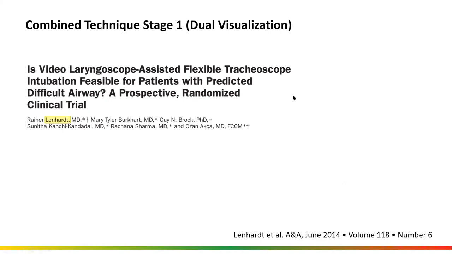The first randomized control trial comparing combined technique to rigid stylet with video laryngoscopes in anticipated or known difficult airways was performed by Rainer Leonard. He's in Louisville, and he's a huge component of combined technique. So when this started, visualization was actually dual visualization. It was VL and then fiber optic bronch. And the fiber optic bronch was hooked to a screen so that you got visualization from each.